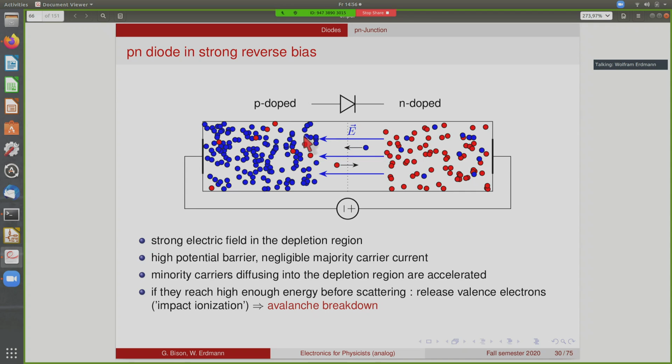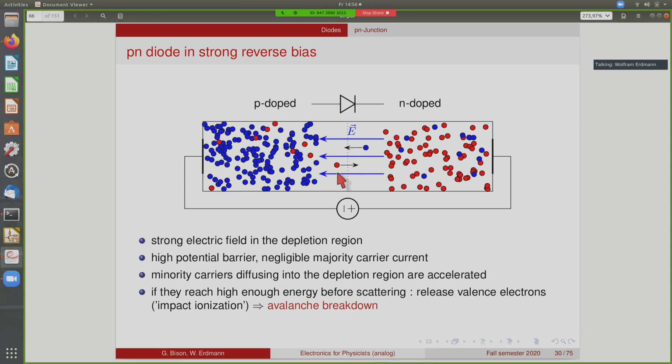When we go back to this picture of a PN diode again in this depletion picture, we have a strong electric field in the depletion region. So we go P doped here and N doped on the other side. We have a very high potential barrier that makes the majority carrier current negligible. So the majority carriers cannot cross the barrier that is produced by this electric field, but the minority carriers that diffuse into this region, they can go across, and that gives you the reverse bias current.